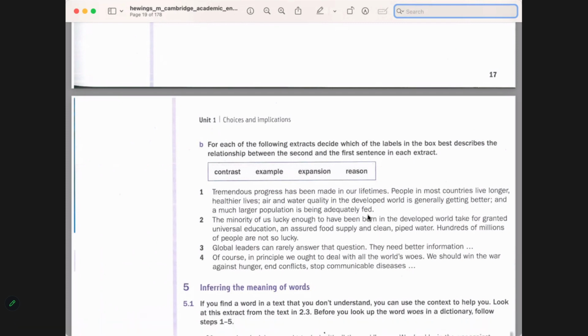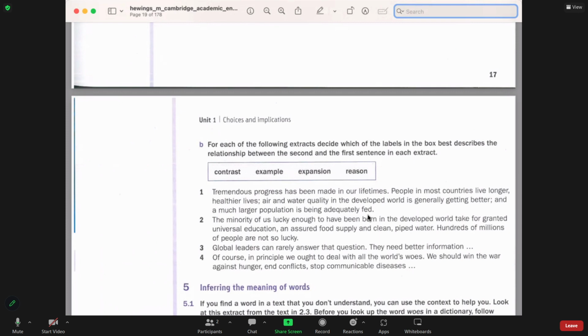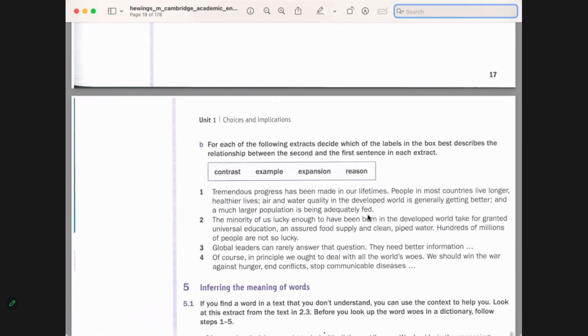It's contrast, because we have the first sentence, granted universal education. Lucky people, yeah. And second, not so lucky. Second on the contrast, which are not so lucky. Take for granted. Do you know the meaning of this phrase? It seems to me that it's not even a phrasal verb, but an idiom.